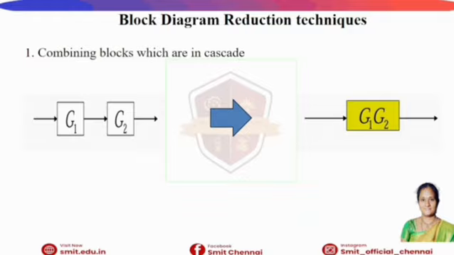Block diagram reduction techniques. There are several techniques used for block diagram reduction. I will now explain the important ones briefly. Number one, combining blocks in cascade. When blocks are connected in series, they are called cascade blocks. The overall transfer function is obtained by multiplying the individual transfer functions. For example, if the blocks are G1 and G2, the overall transfer function is equal to G1 into G2.